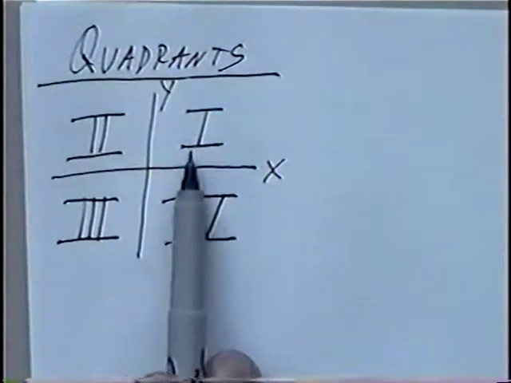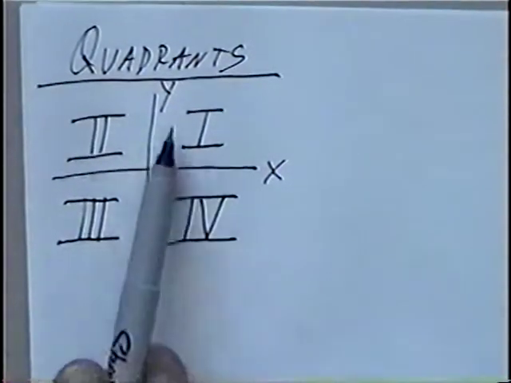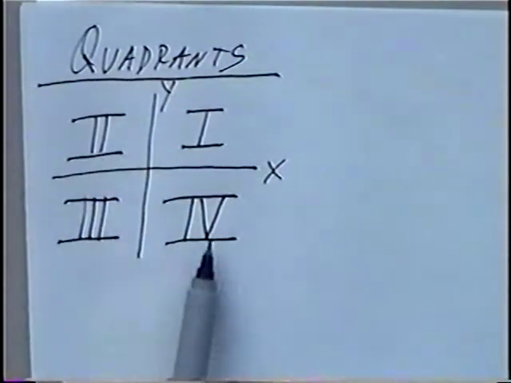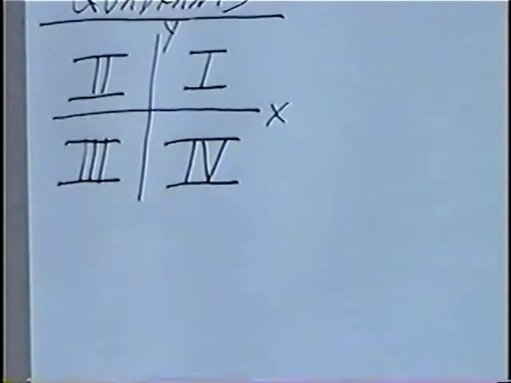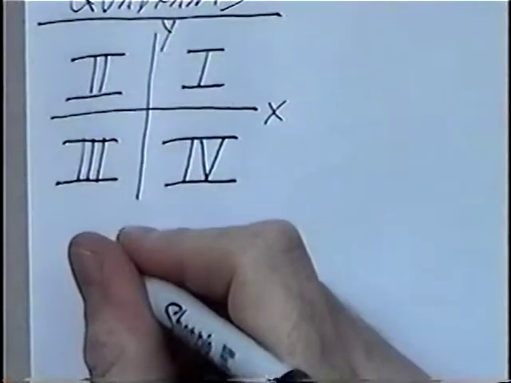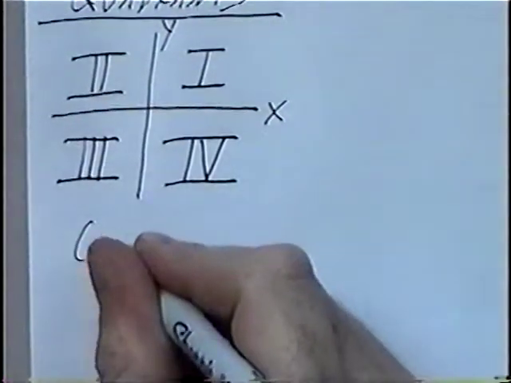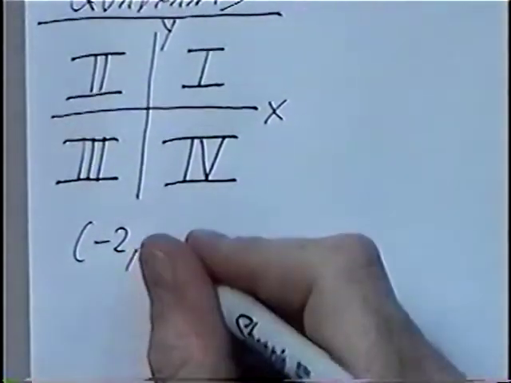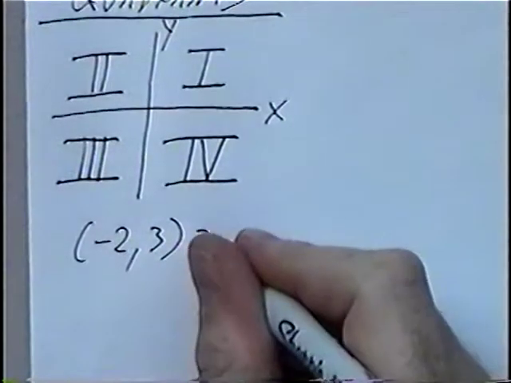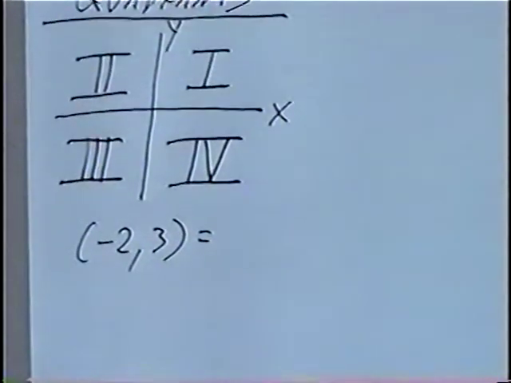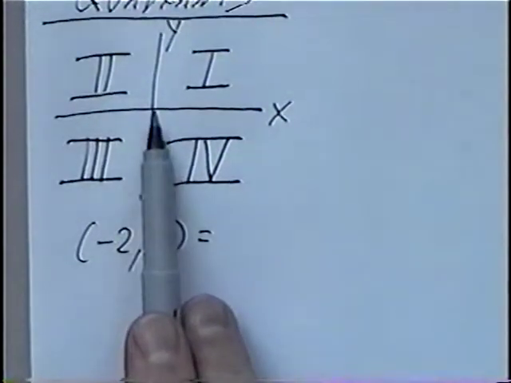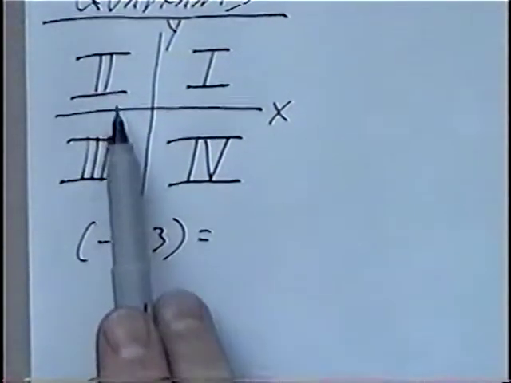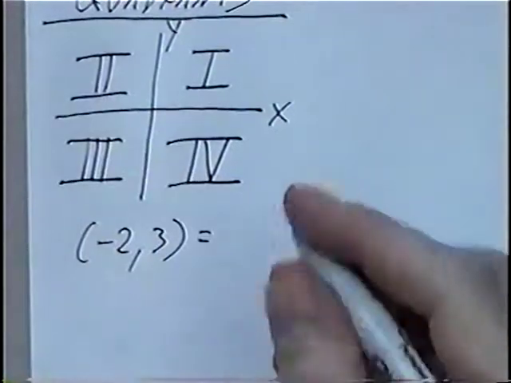So again, the top right-hand corner is quadrant 1. Going counterclockwise, we have 2, 3, and 4. For this section, we'll find out which quadrant each point is in. The first point, -2, 3. If you think about the point -2, 3, it is to the left on the x-axis, and it goes up, which will be in quadrant 2.